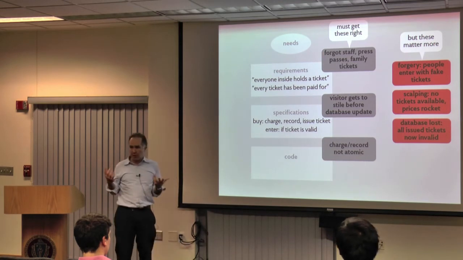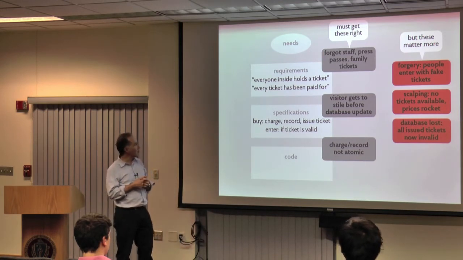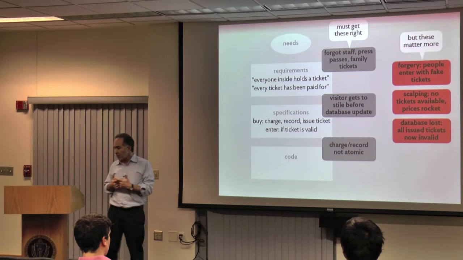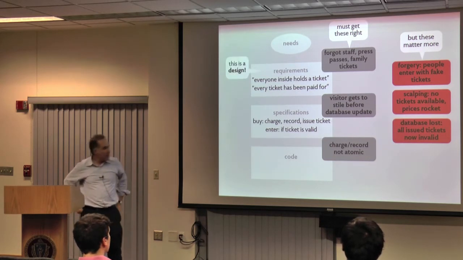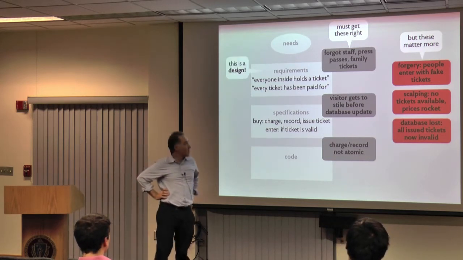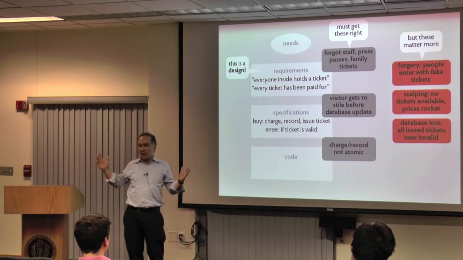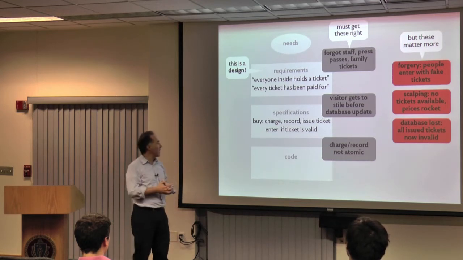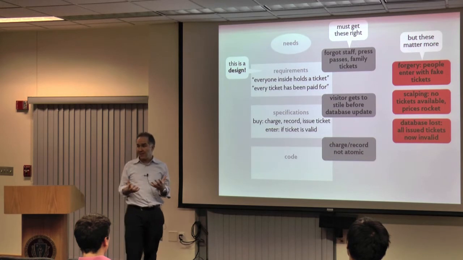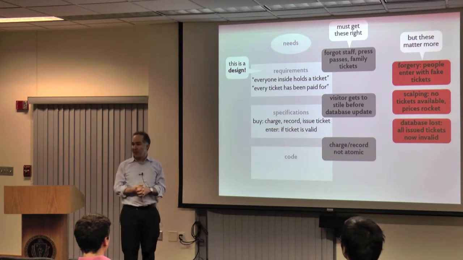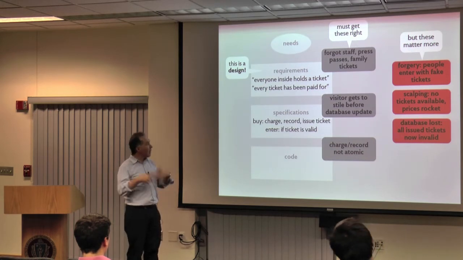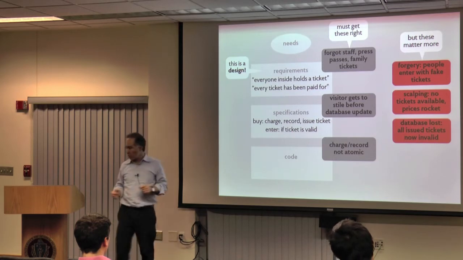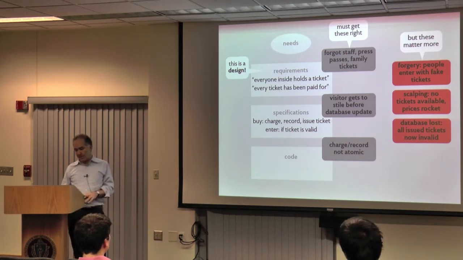So what's the root of this problem? Well, I would argue that the root of this problem is that what we actually did was premature design. When we wrote down those requirements and we said everyone inside holds a ticket, that wasn't a requirement of the system. That was a huge design decision, right? We were saying basically we're going to use a ticketing system to solve whatever problem the museum has, and we're going to do it by issuing tickets. And there was no reason to believe that, right? And so we rushed into a design with all the potential problems that the design has.